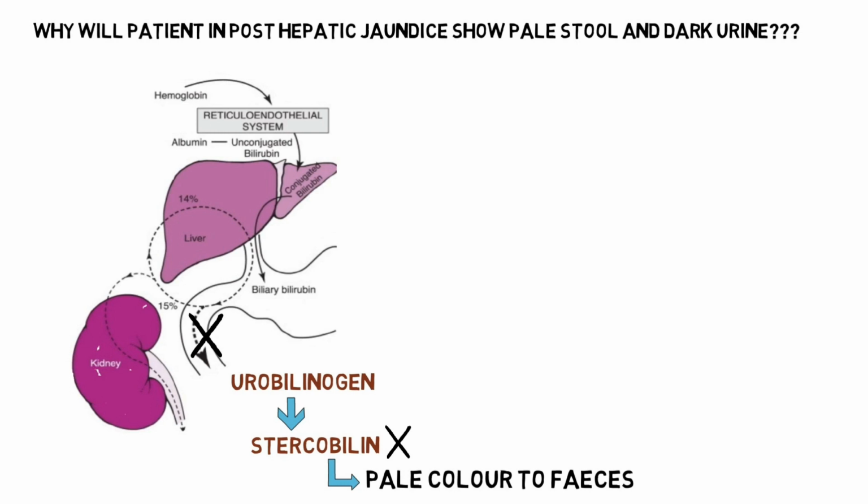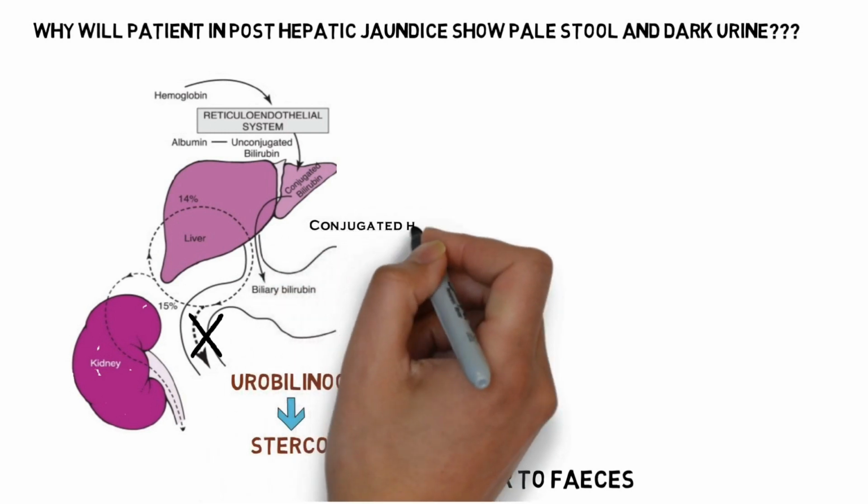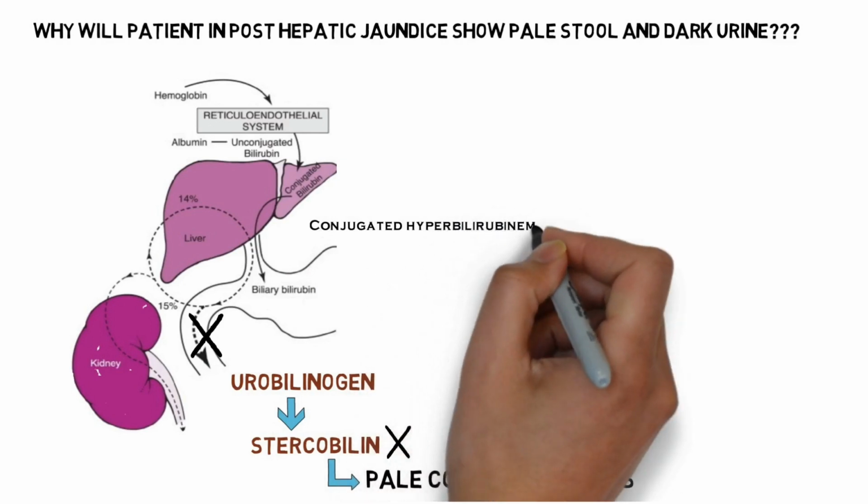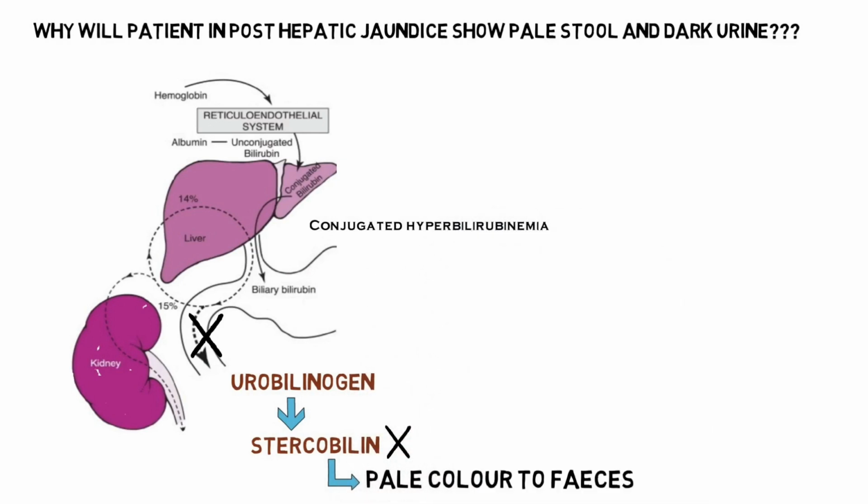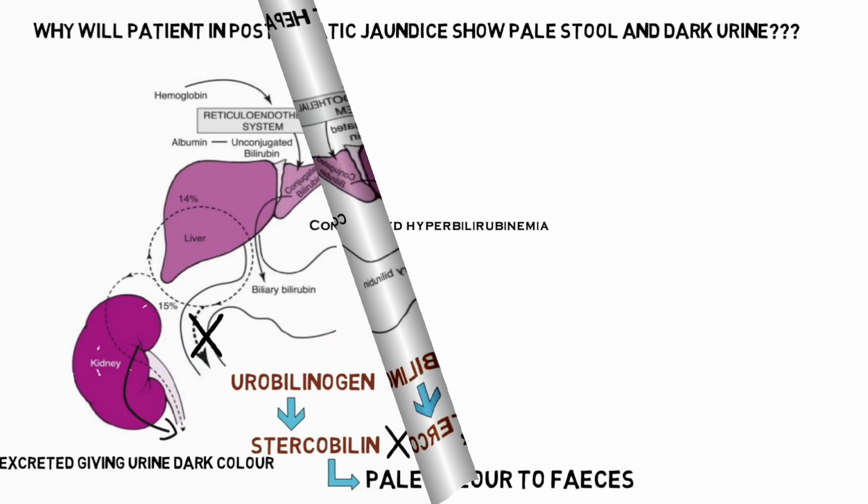And as we know, posthepatic jaundice will result in conjugated hyperbilirubinemia. And as we know, conjugated bilirubin is water soluble. So it can pass the glomerular capillaries and be seen in urine. So it will be excreted in urine, giving a dark color to it.